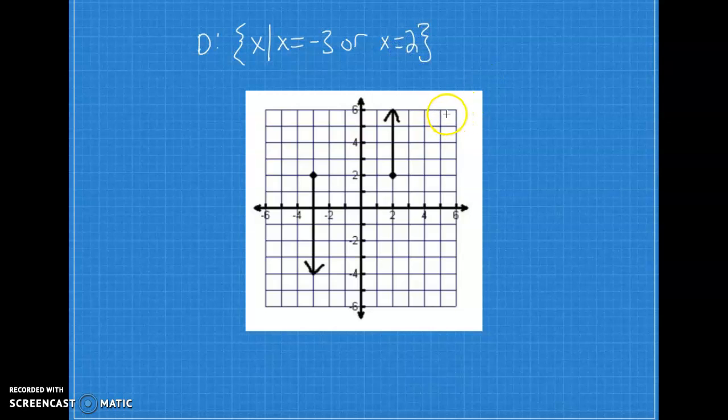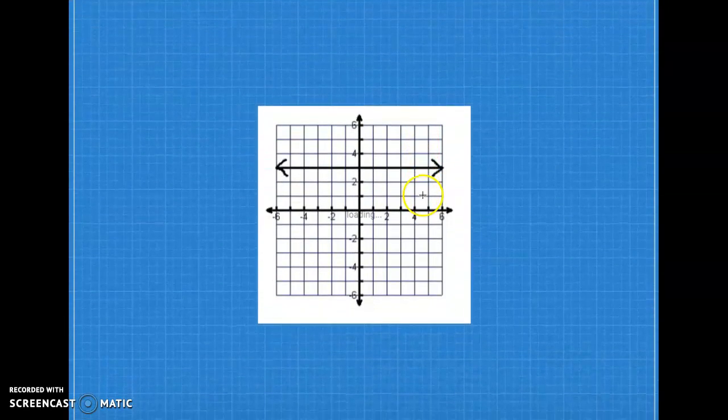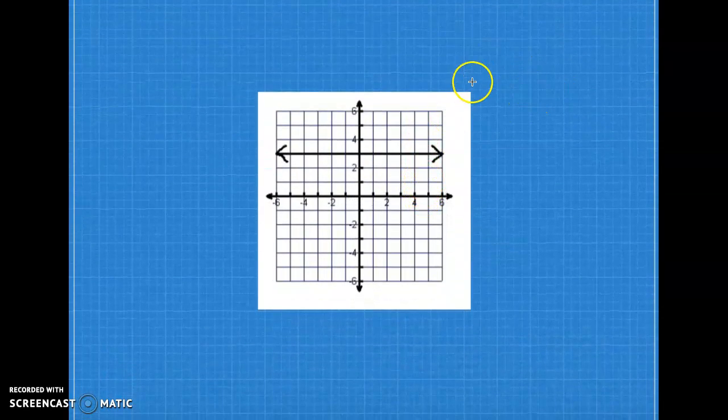Those are your domains. Your range, on the other hand, goes forever down and forever up, and it hits every number in between. So for our range, we could say all real numbers: y such that y is in the set of real numbers. Lovely. All right, go ahead and try this one.